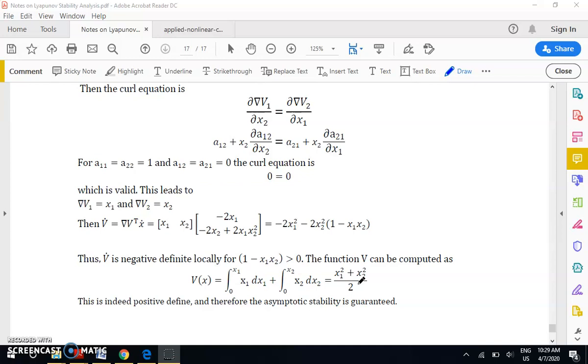However, again here too, because v dot of x is negative definite only locally, the global asymptotic stability cannot be checked.